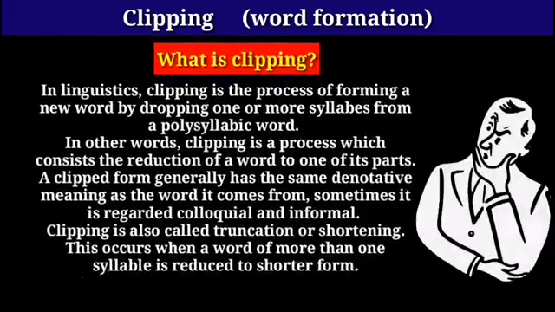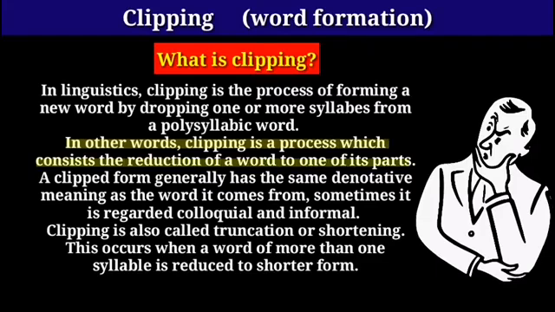Okay, what is clipping? This is the key point today. In linguistics, clipping is the process of forming a new word. How? By dropping one or more syllables from a polysyllabic word. What's the meaning of this? In other words, clipping is a process which consists of the reduction of a word to one of its parts.